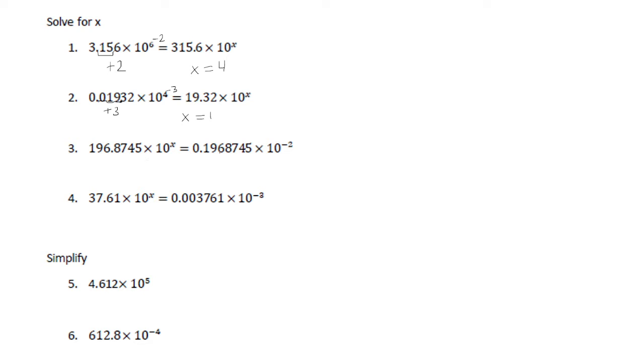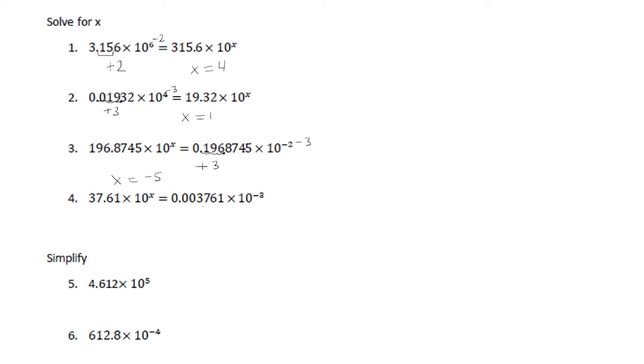Okay, the next one, here we start at 0.1968745 and want to end up at 196.8745. So that's going to be 1, 2, 3 spots. So we want to add 3 spots, which means we have to take away 3 over here. So negative 2 minus 3 will give us negative 5.